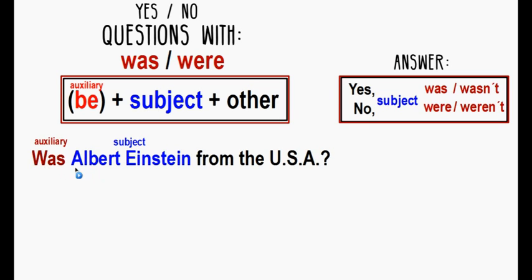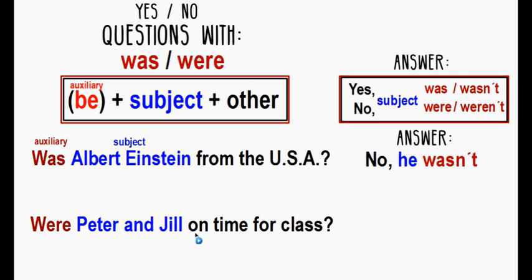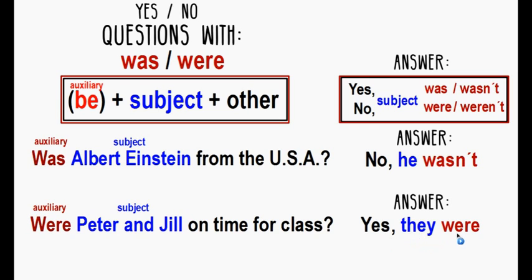So for example, was Albert Einstein from the United States? The answer, no, he wasn't. Let's look at another example. Were Peter and Jill on time for class? Again, were is the past auxiliary of be. Peter and Jill is the subject. Were Peter and Jill on time for class? The answer, yes, they were.